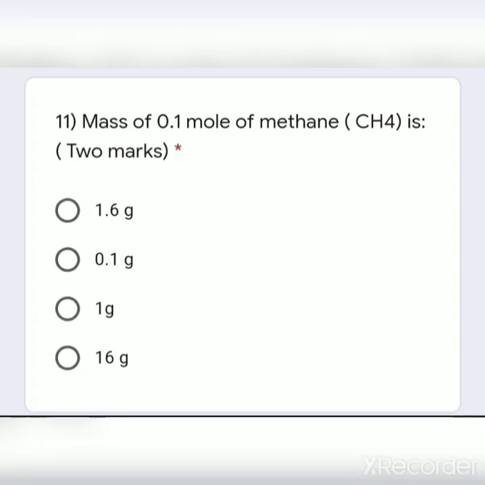Question number 11. Mass of 0.1 mole of methane, that is CH4, is dash. It's a 2-mark question, so be careful when you are doing the problem. Solve it and find the answer. So the question is, you need to find the mass of 0.1 mole of methane. First of all, find the molar mass for this one.